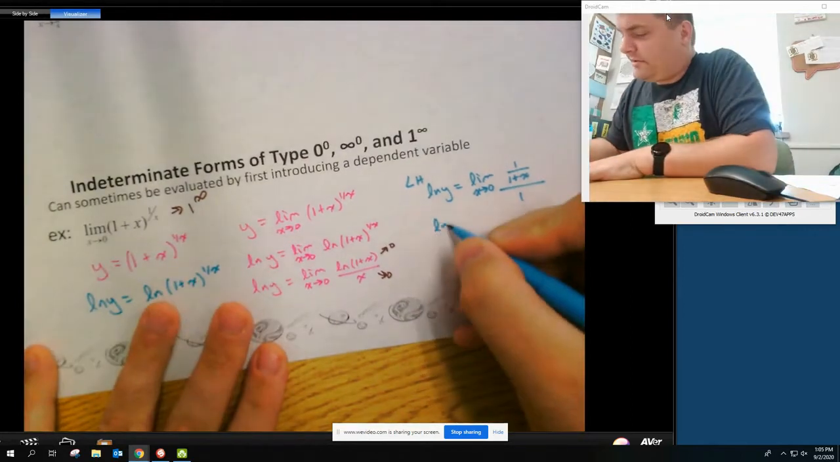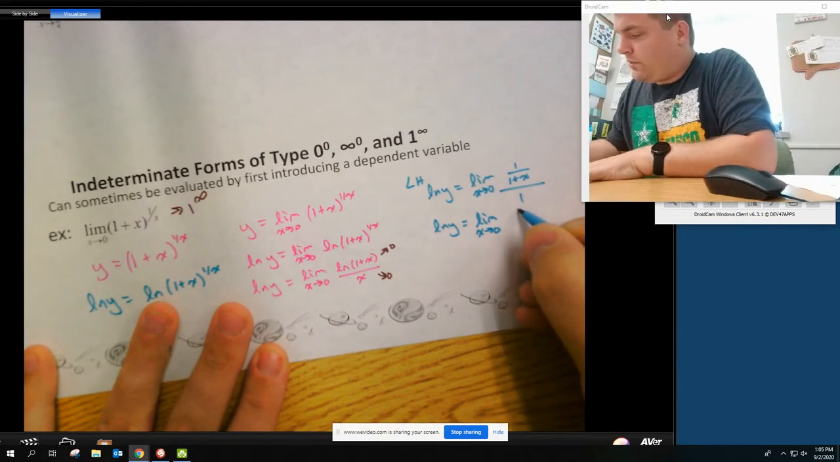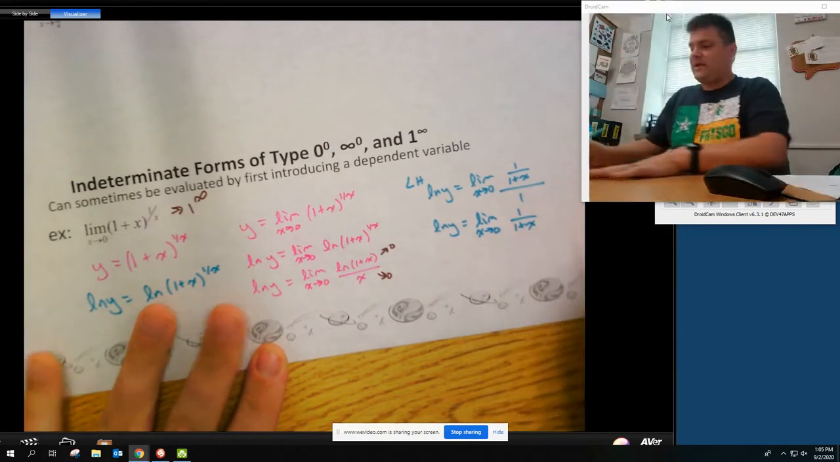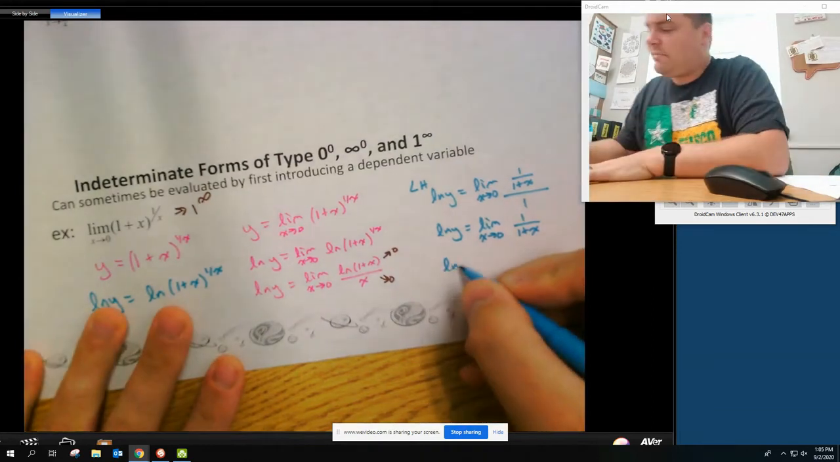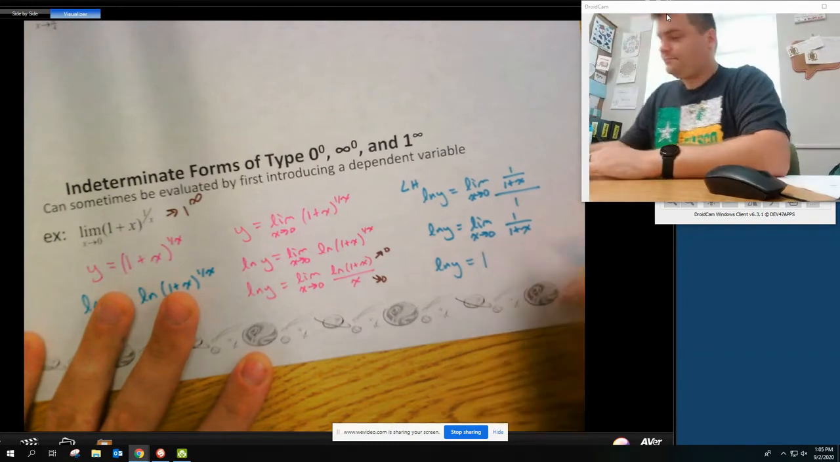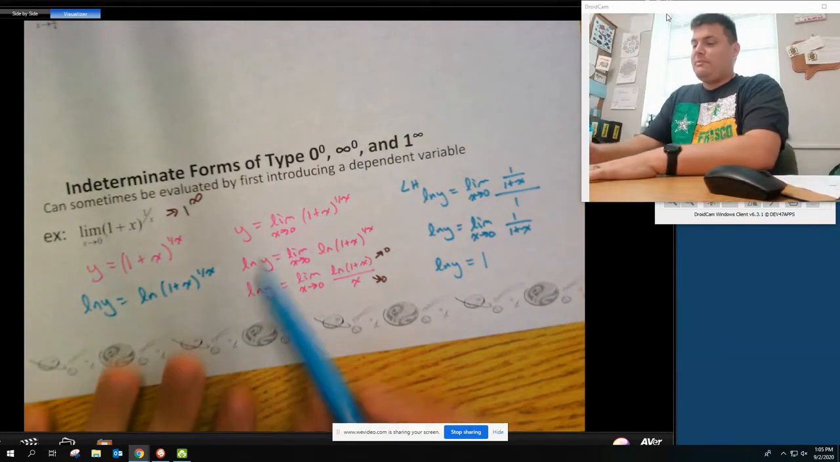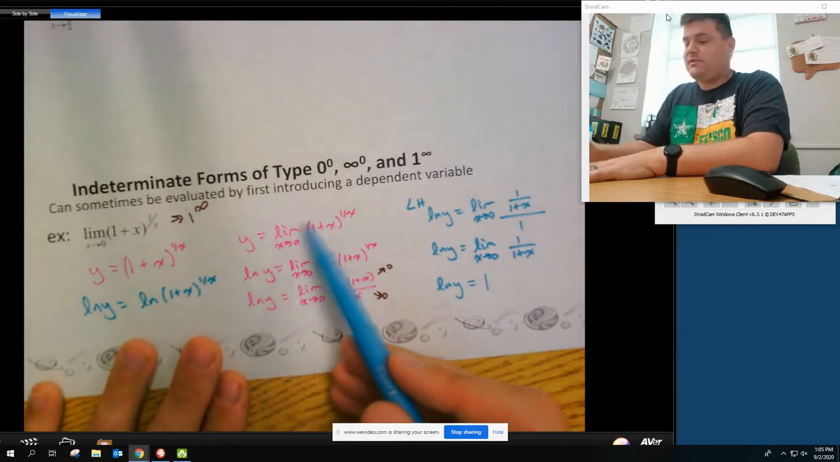So making this look a little bit cleaner, we're going to get 1 over 1 plus x. Okay, am I ready to plug 0 in now? I sure am. I'm going to get ln of y equals, plug in a 0, I get 1. Now, remember, y is going to be my answer. So I need to solve for y. Once I solve for y, then that's what that answer is going to be right there.